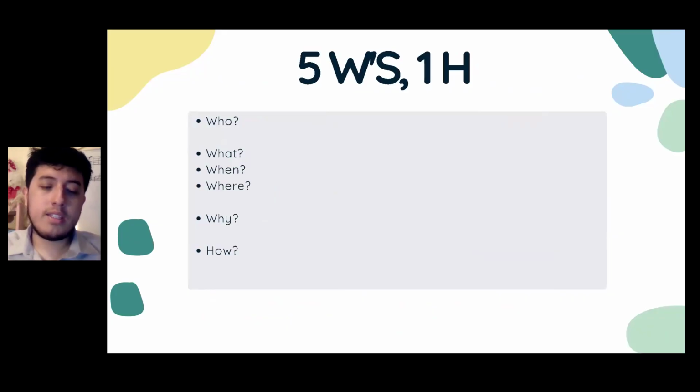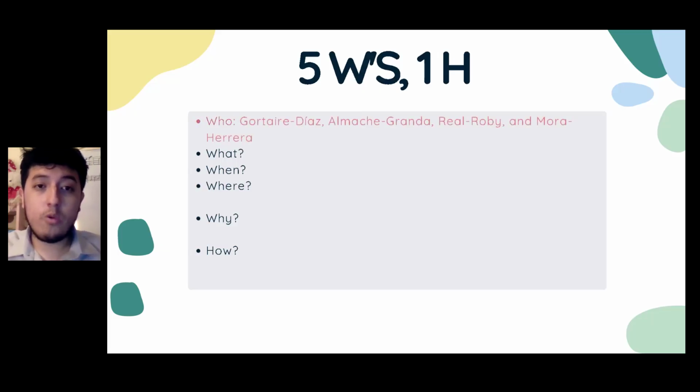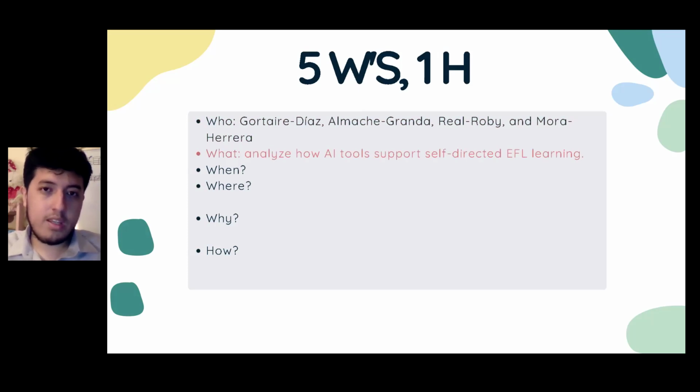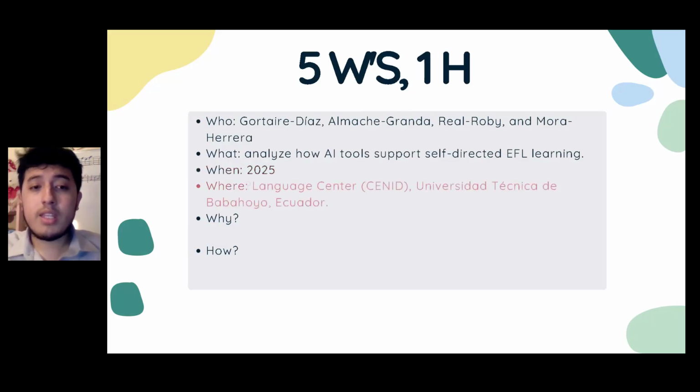Then the second strategy is the 5Ws and 1H. It's more about questions to understand the information correctly. So the questions are like who, which refers to the authors in this case; what, which is what the paragraph or the topic is trying to talk about; when, which could be the year of publication; where, which in this case I put the place.